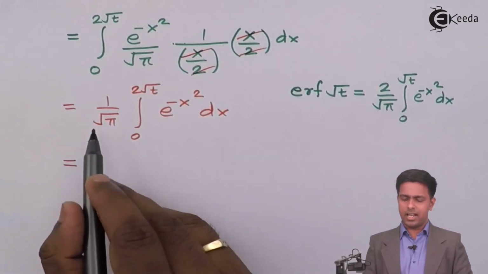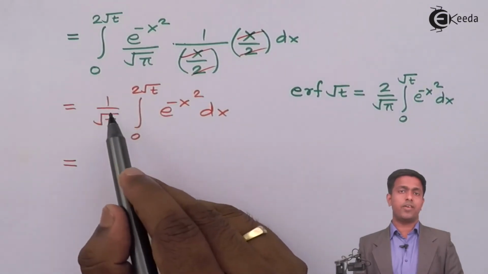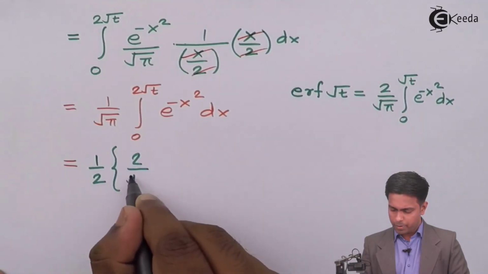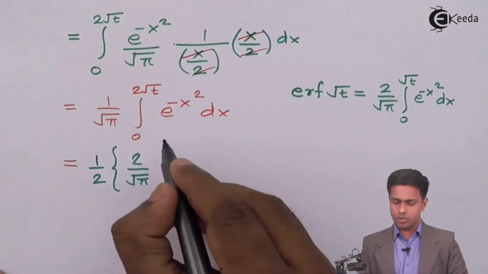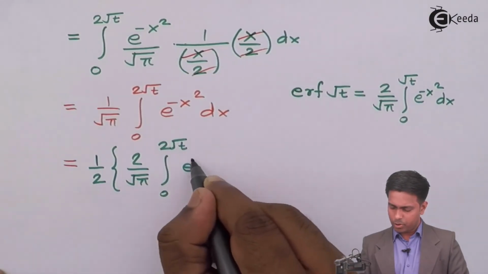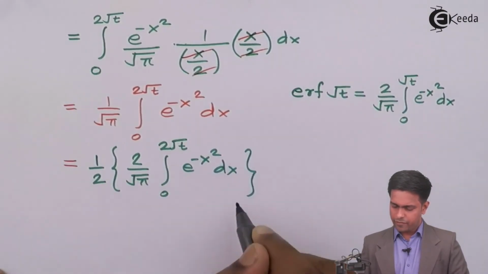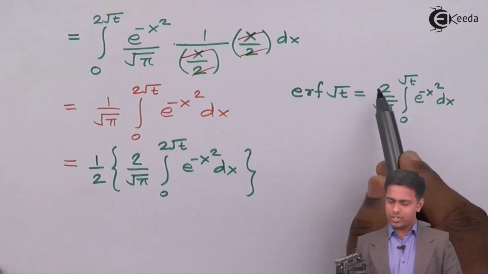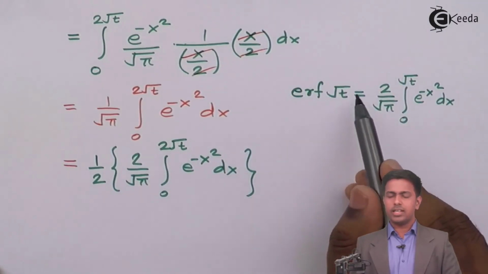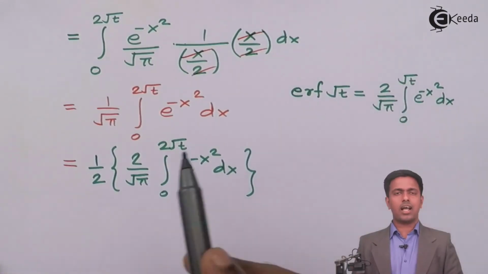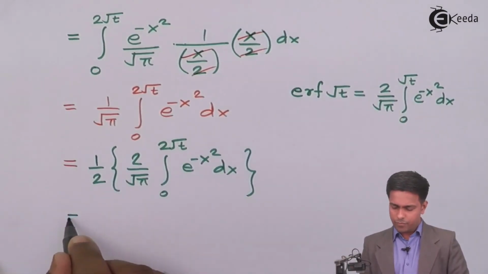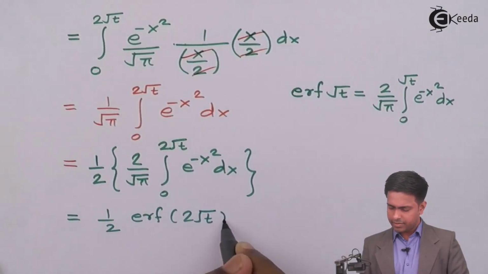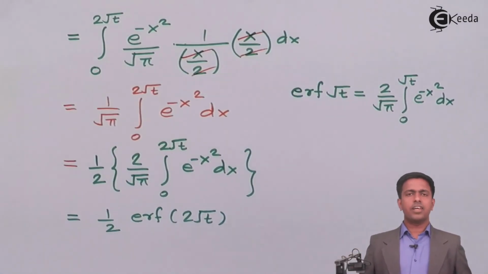Now guys, if you see here, if I multiply this function by 2 and divide by 2, then we'll get 1 upon 2 into 2 by root pi into integration from 0 to 2 root t e to the power minus x square dx. And if you see, it is exactly matching with the definition of the error function. So this is the definition of the error function of root t, since the limit is from 0 to root t. Now here our limit is from 0 to 2 root t, and therefore I'll say this is nothing but error function of 2 root t. So guys, here the answer is half into error function of 2 root t.